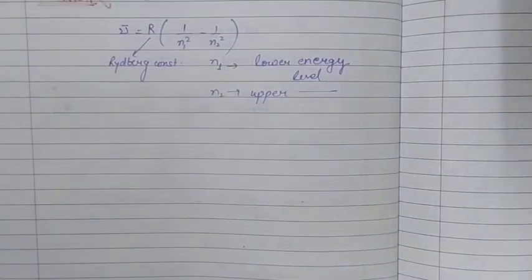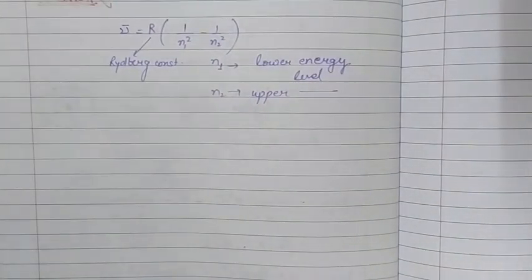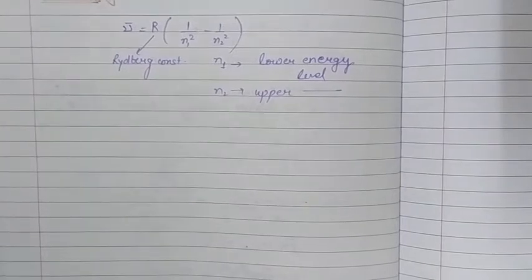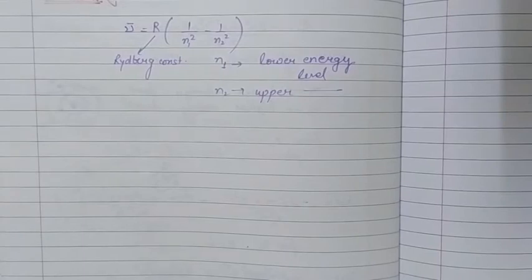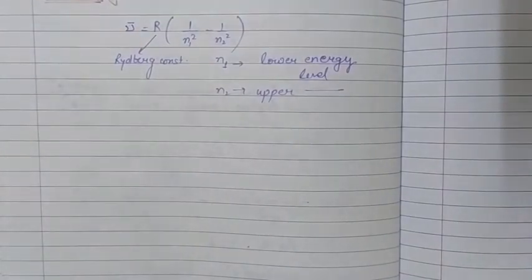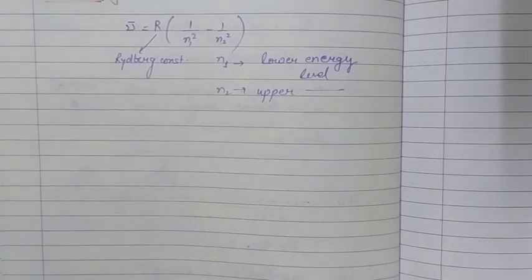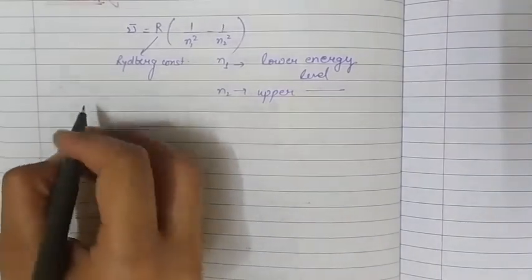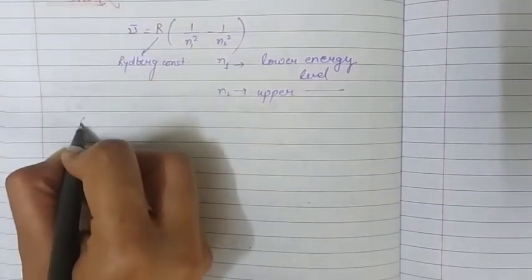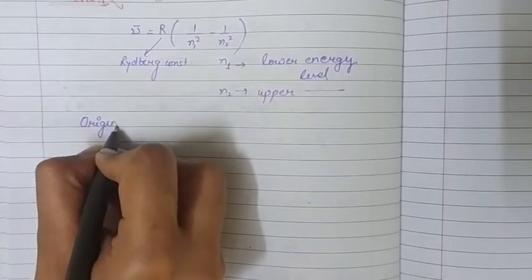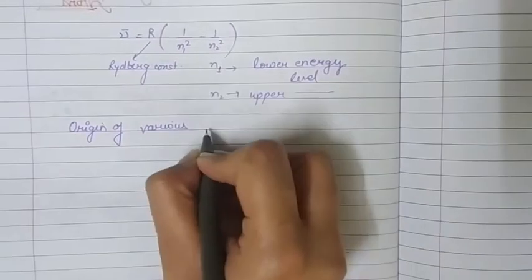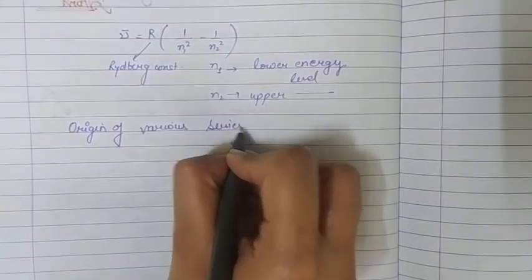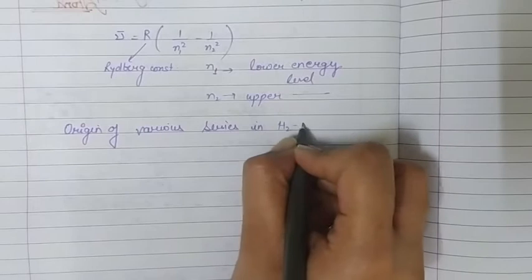This we have. Now the origin of the various spectrum series in the hydrogen spectrum can be explained by using this relation. So that is the advantage of Bohr's model, that we can explain spectral series by using the results of Bohr's model. So we are going to explain the origin of various series in the hydrogen spectrum.